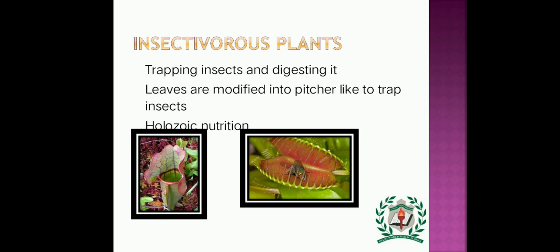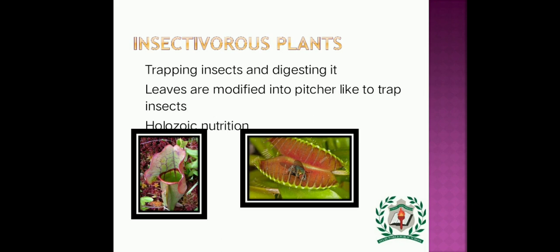You might have guessed, dearies, because you all studied about insectivorous plants in your lower classes. Can you all brush up again, dearies? Insectivorous plants are non-green plants and they cannot prepare their own food. Then how will they live?